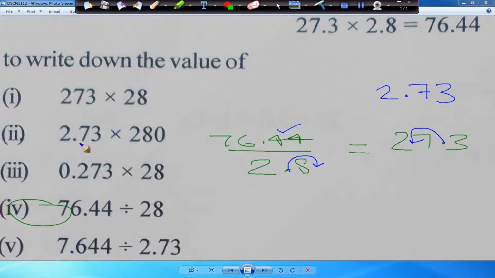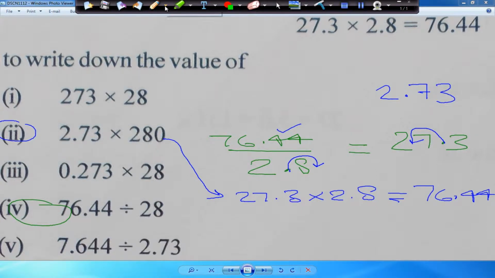Okay, let's do this one over here. So we have here, the original value is 27.3 times 2.8 is equal to 76.44. That's the original calculation. Let's have a look how we're going to change our one. So 2.73. 27.3 has been made 10 times smaller. That's the original. It's become 2.73. 2.8 was the original value. It's become now 280. So we made the original value 2.8 how many times bigger? 100 times bigger.